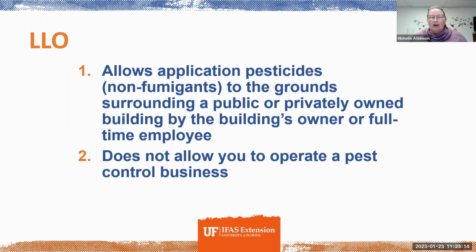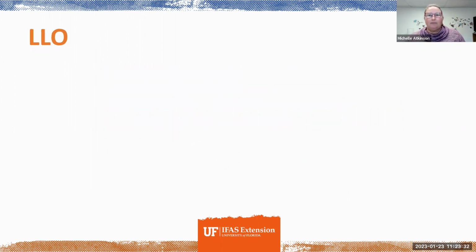It does not allow you to operate a pest control company. Okay, this license doesn't allow you to go out and be one of those companies with the big trucks with the sprayers on the back that you can contract and go what we call route to route, home to home to home. You can only spray on the property of the one entity who's paying you.